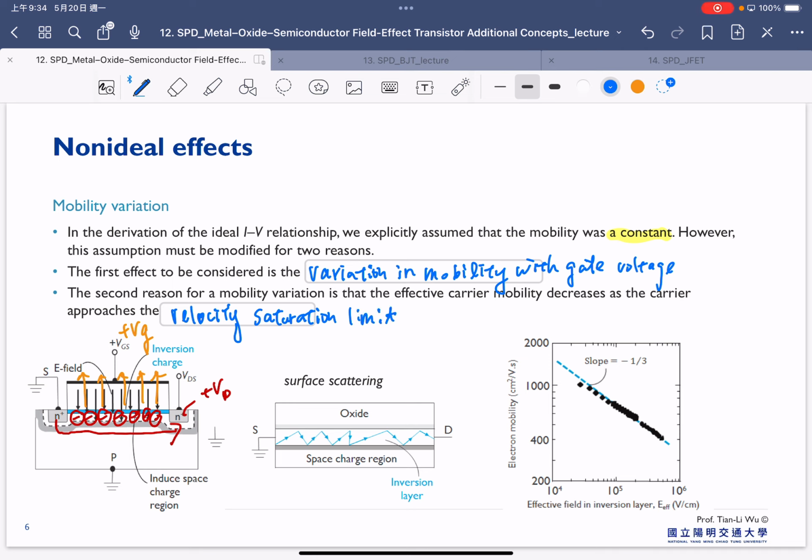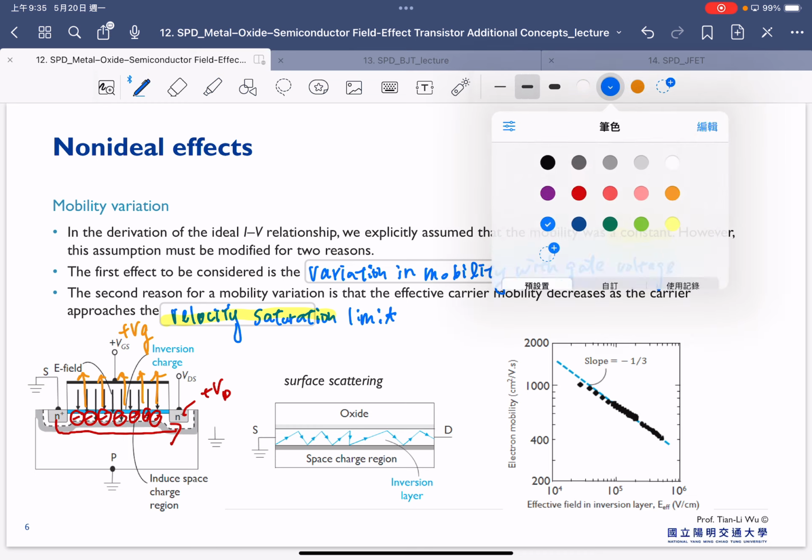We cannot expect that all of our carriers can move very fast. As we increase the drain bias, it will always reach a certain saturation limit, and that is what we call velocity saturation. So usually, once we consider the velocity saturation, we have a plot roughly like this.